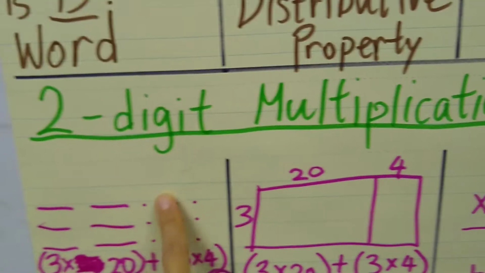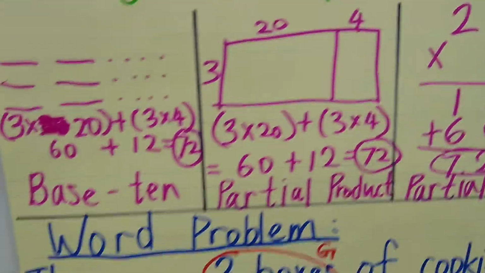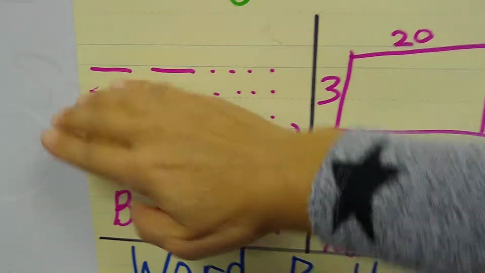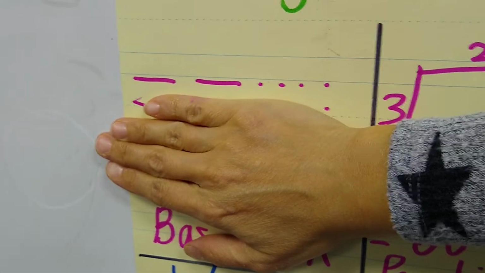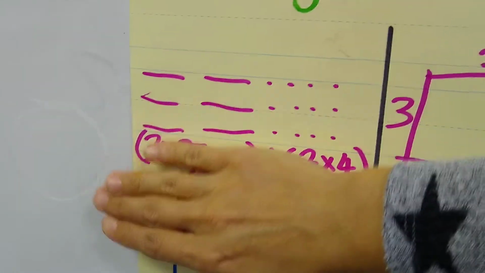Here is your 2 digits multiplication, 24 times 3. We have different ways to do it. First, you can draw base 10 models. This is one group of 24. And because I have 3 groups of them, so I go 1, 2, 3.